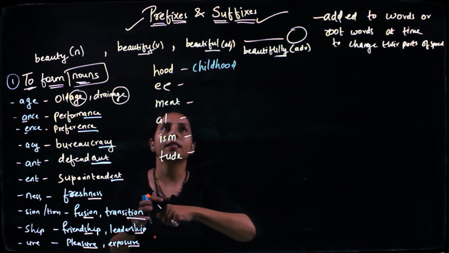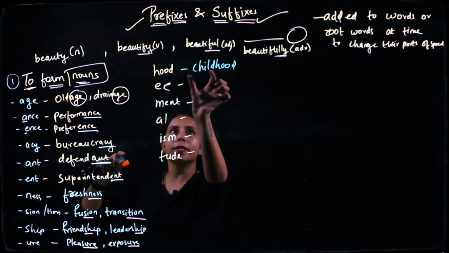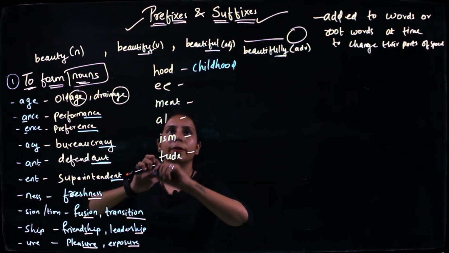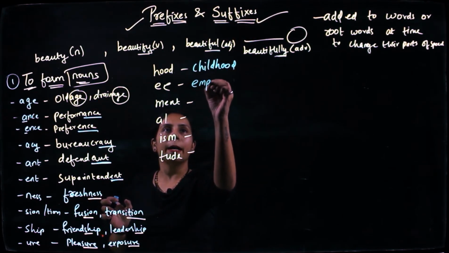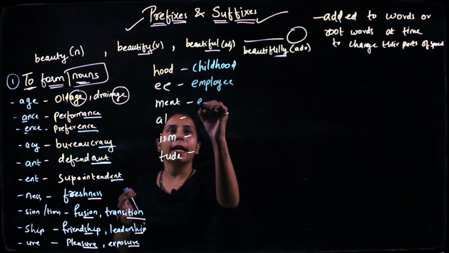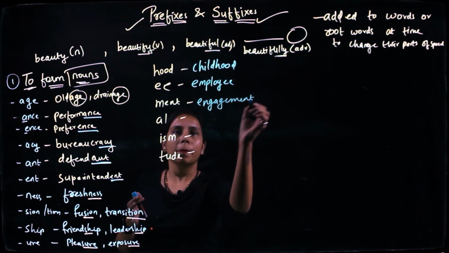Childhood. Child is a noun, and if I want to add more to it, I would say childhood. It is also a noun. I have added a suffix to it. Then I would say employee, with double E, employee. Engagement, engagement.